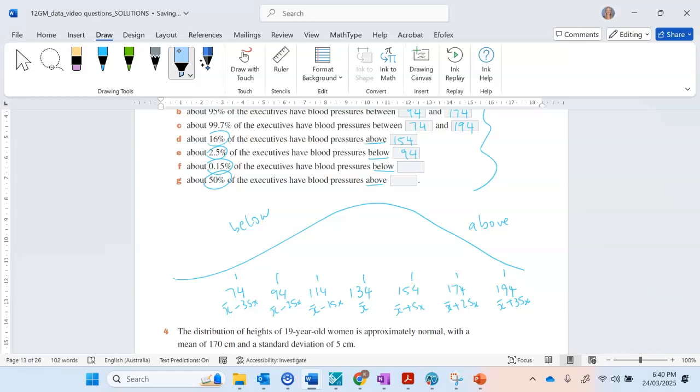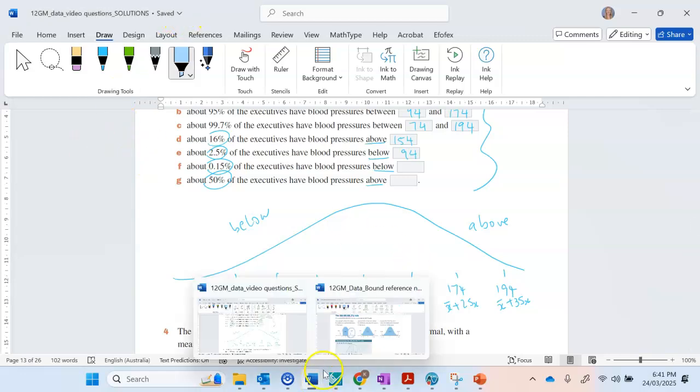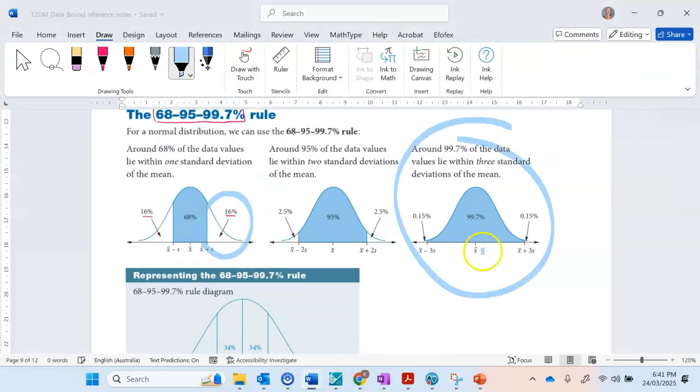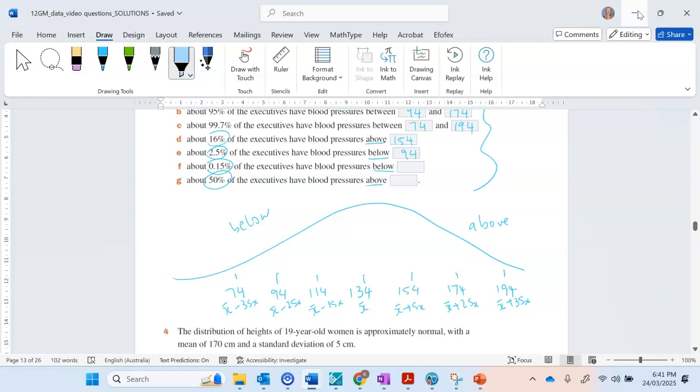All right, so for question F, we're doing 0.15. So that's now 3 standard deviations. So again, I know I said I wasn't going to do this, but here's your diagram. You've got all the percentages you need on that page. So that refers to 3 standard deviations. So we're from there to there. So in the middle, we have 99.7%. So that leaves us with 0.15 either side. So we want it below, so it's going to be below 74. And then the last one, which sometimes students kind of forget, but 50% just means you're splitting it in half.